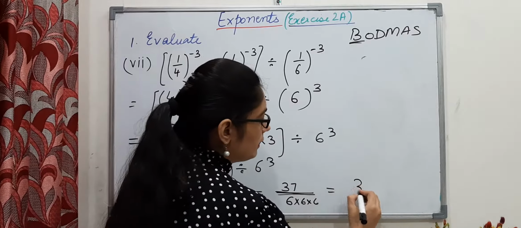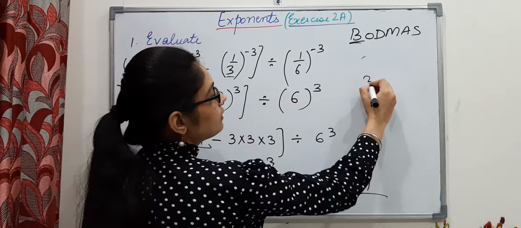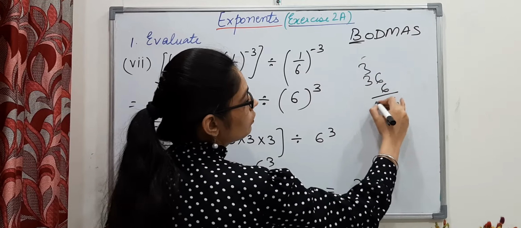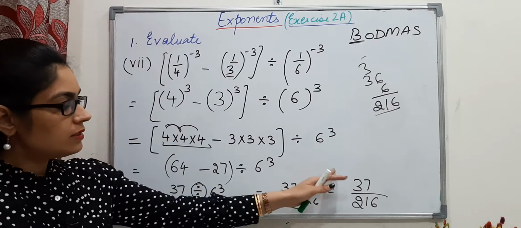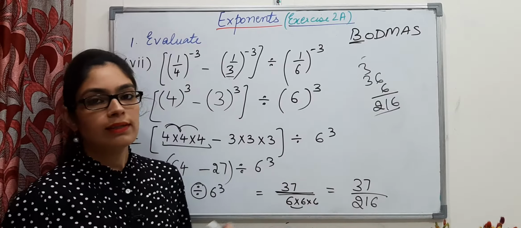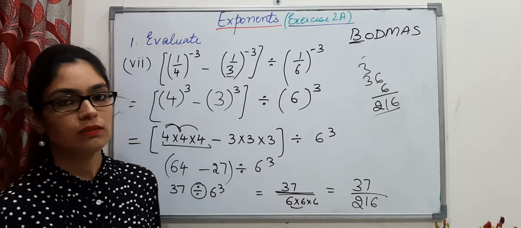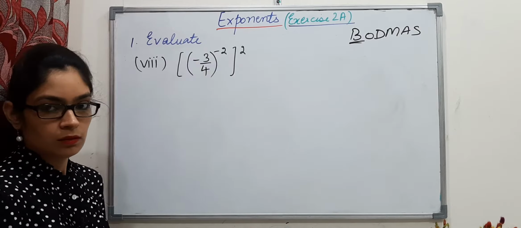So it will be 37 upon 6 into 6, 36. 36 into 6 we can multiply. So it is 216. So this is the answer, 37 by 216. If you want, you can change these fractions into mixed fractions also. You can leave it here also. Now let's do the next part.